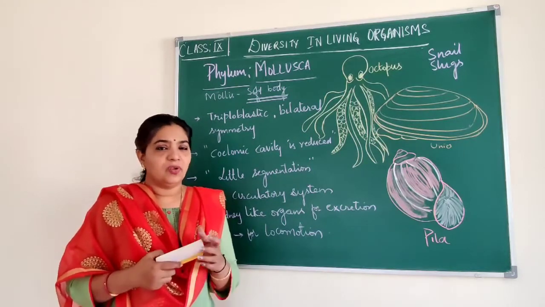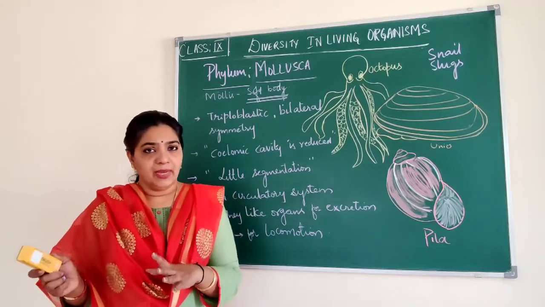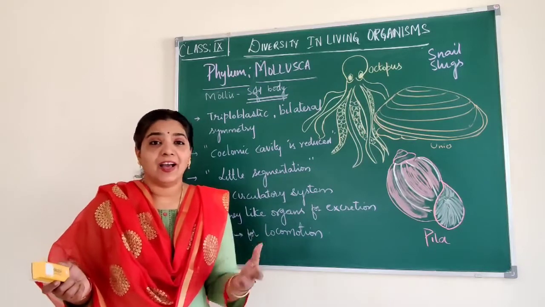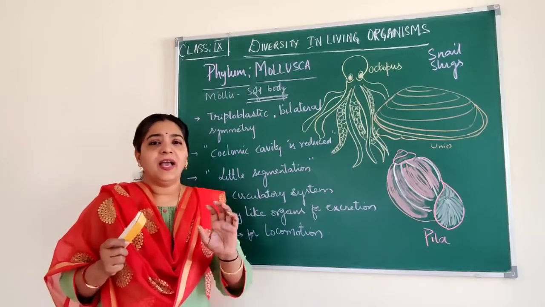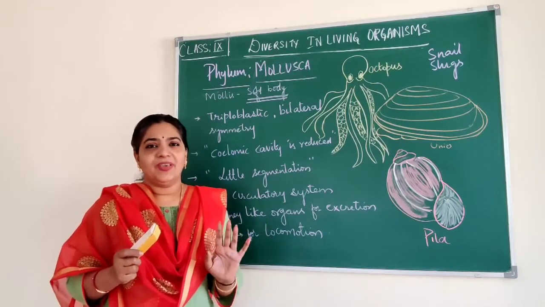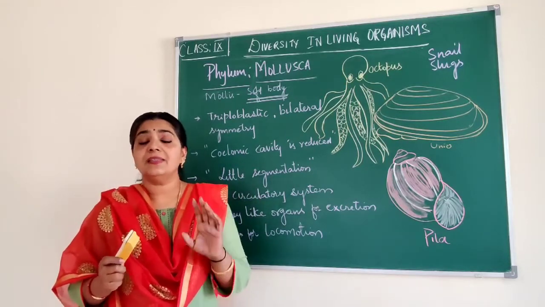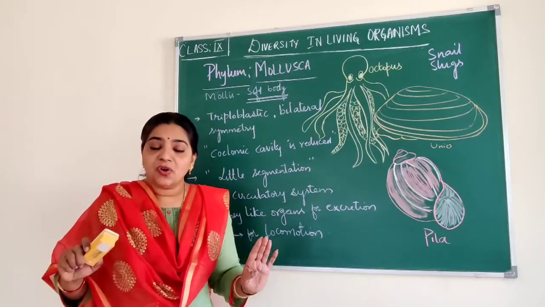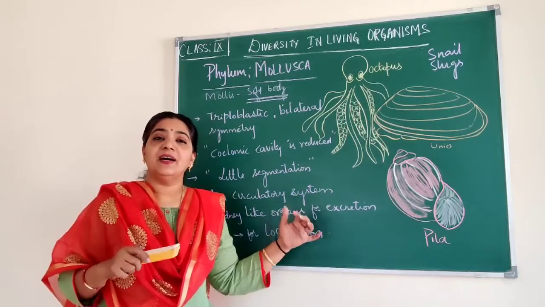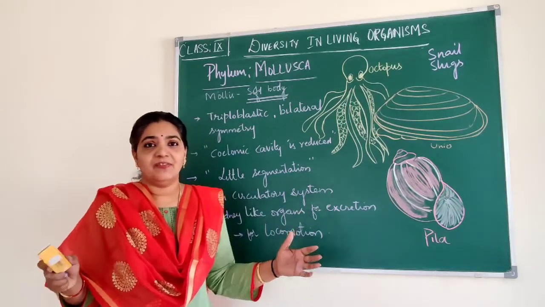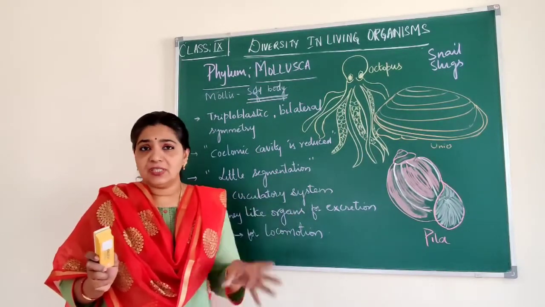You know, in language you will learn that when we say I have little money, it means I don't have money at all. But I have a little money means I have some amount of money, right? So when they have written here that there is no or little segmentation, it means the body does not show any kind of segmentation like what we see in Annelida and Arthropoda.